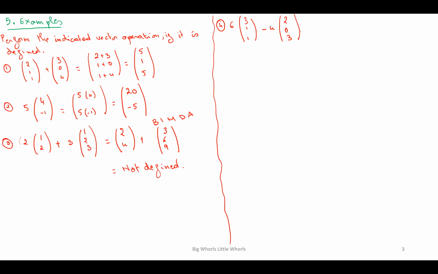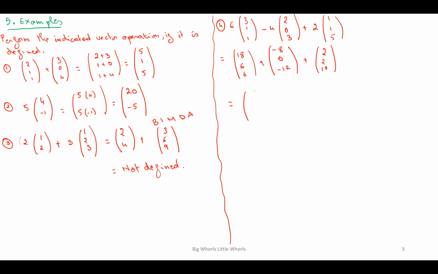We have (2, 0, 3) plus 2 times (1, 1, 5). Let me choose here. For the first vector, we have (18, 6, 6), plus (minus 8, 0, minus 12), and for the third vector, we have (2, 2, 10).